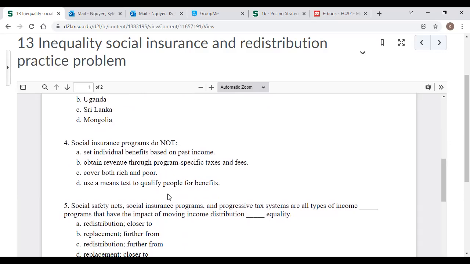And by product, D's the actual answer. The best way to explain this is that social insurance programs cover everyone. So they don't use means tests to qualify people for benefits. They may use means tests to see how much you receive in benefits, but they don't use that as a determinant of whether or not you actually receive benefits at all.